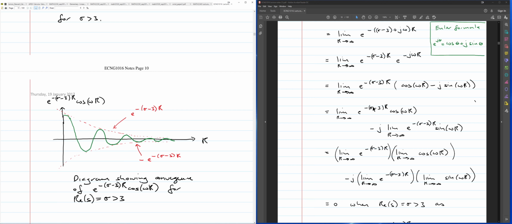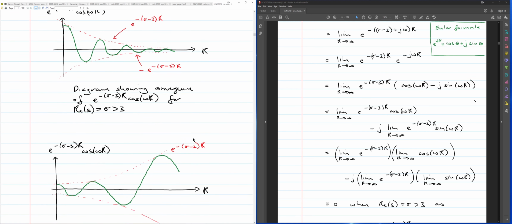Now, if the sigma is in fact less than 3, so for example, if the sigma is 1, then you'd have 1 minus 3, which is minus 2, and then minus minus 2, which would be plus 2. So I'd have e to the 2r cosine.